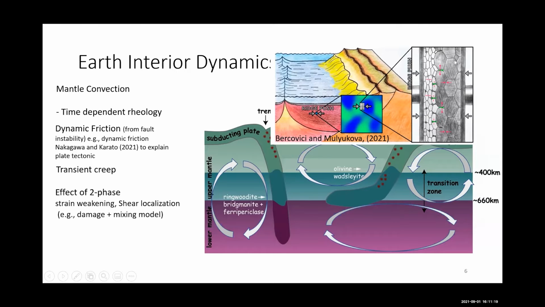So here is a schematic of a sample that's being deformed. You have a two-phase mixture. When the sample is deformed, it's deforming under dislocation creep. And when you reach a large enough strain, dynamic recrystallization happens.